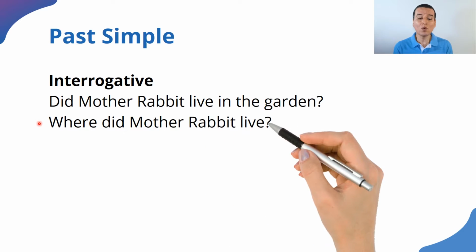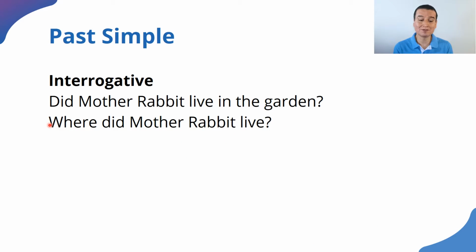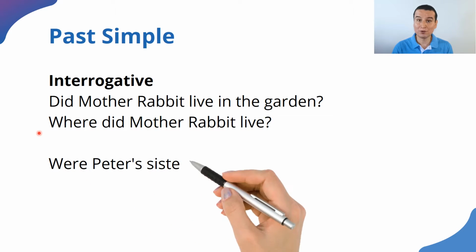And we have, where did Mother Rabbit live? So that is an information question that starts with an information word, where. And then we have the auxiliary and the subject. Let's see another example with the verb be.